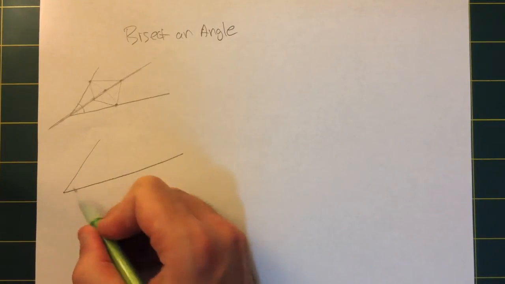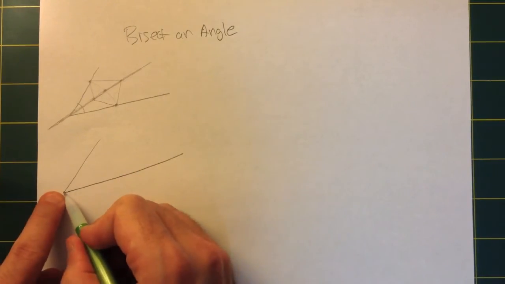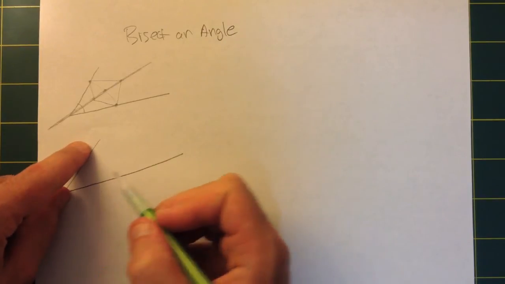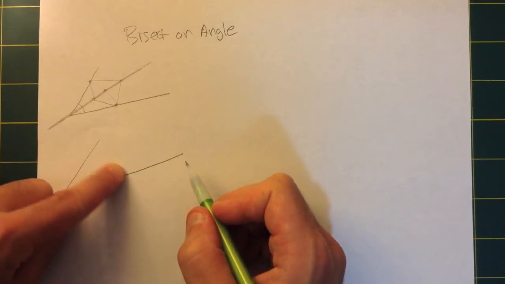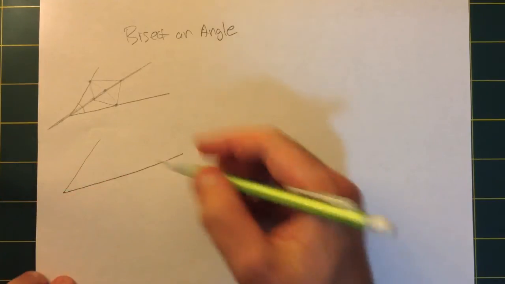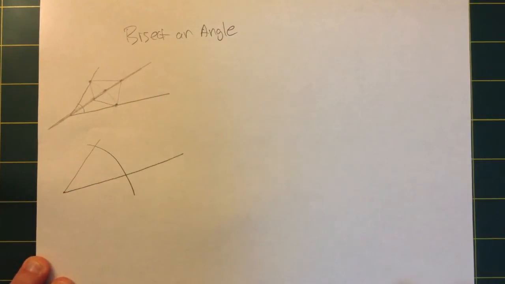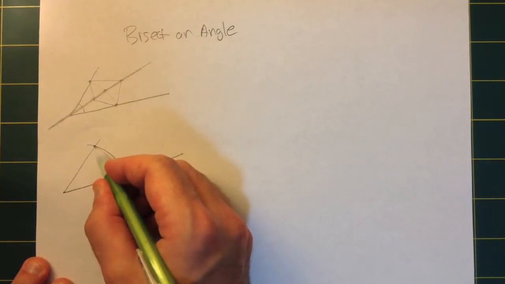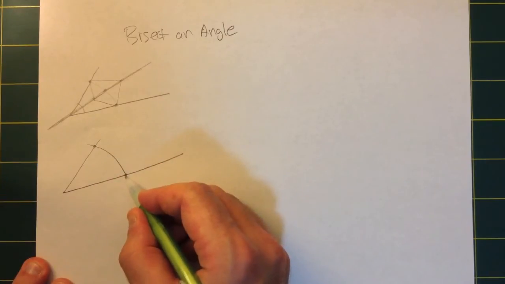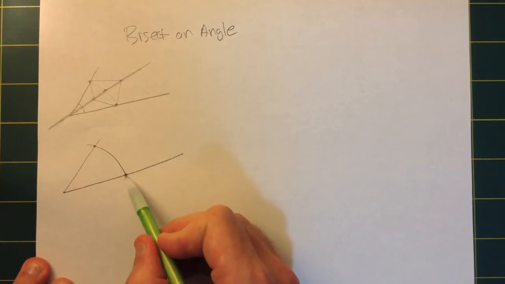is to set my compass at that vertex, open up by some distance, and make an arc. Doesn't matter how big the arc is as long as you end up hitting both sides. So I'll make some random arc, and then I will highlight or bold that point and bold that point because those points are important to me.